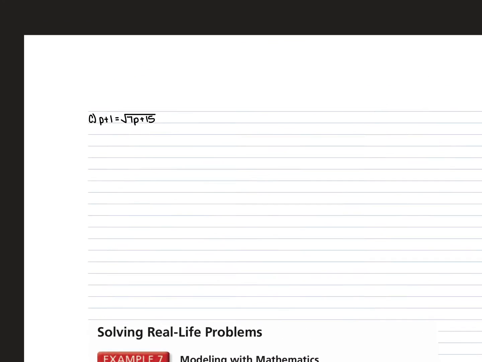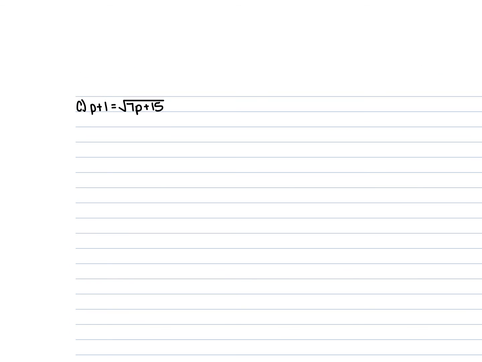The last example that we're going to be going over in this lesson, you have p plus 1 is equal to the square root of 7p plus 15. For this one, you're going to square both sides to get rid of that radical. When you do that, that entire part on the left side, that p plus 1, gets squared. So use your perfect square trinomial. You have an addition sign in the middle, so you're going to do p squared plus 2 times p times 1, which is 2p, plus 1 squared, which is 1, is equal to 7p plus 15.